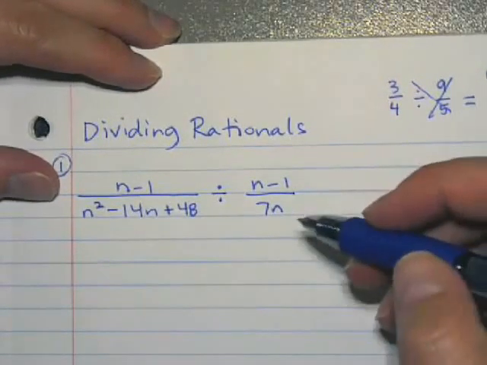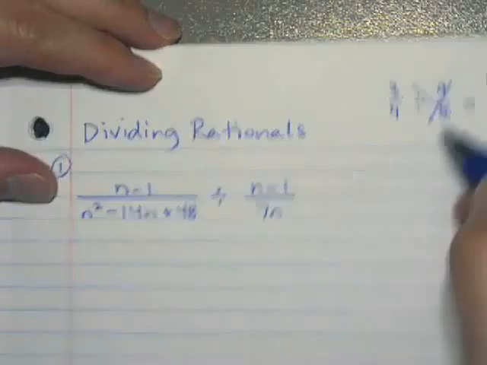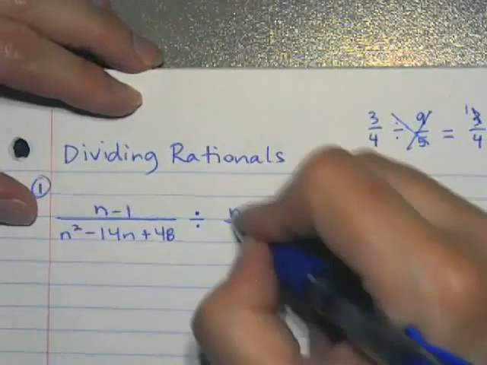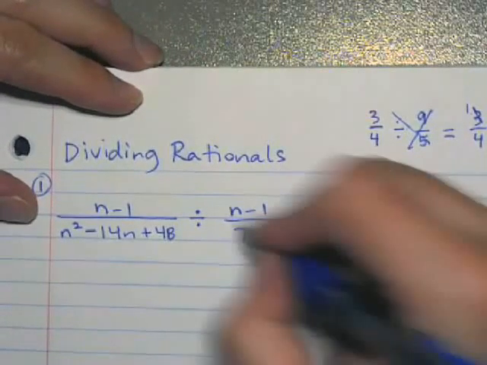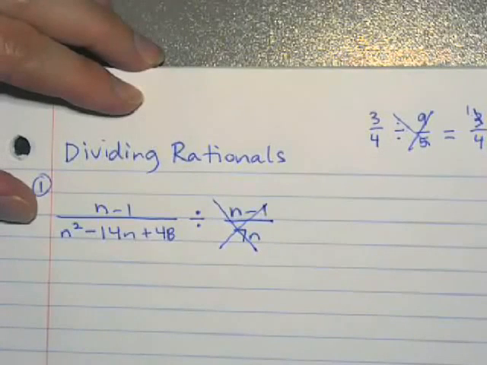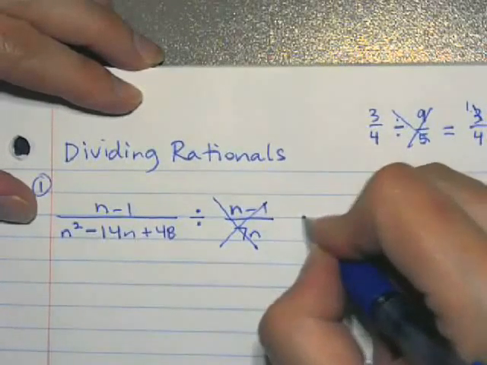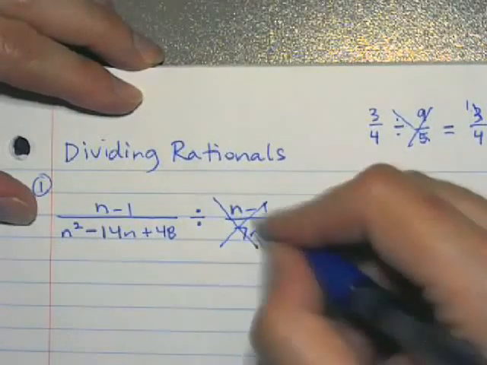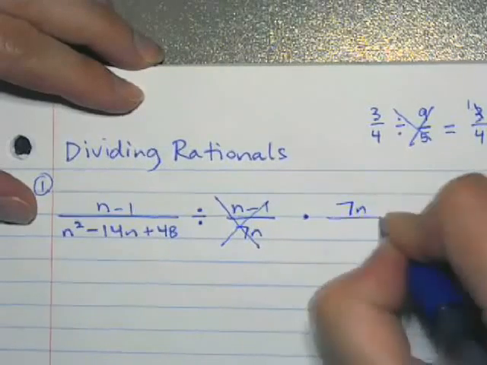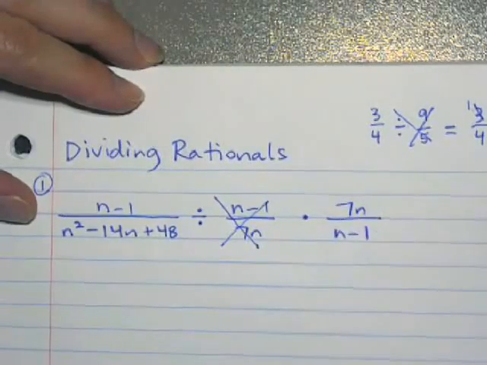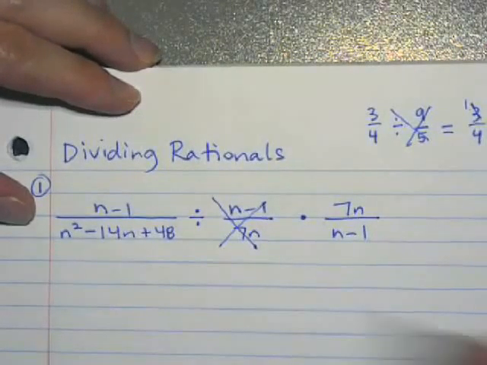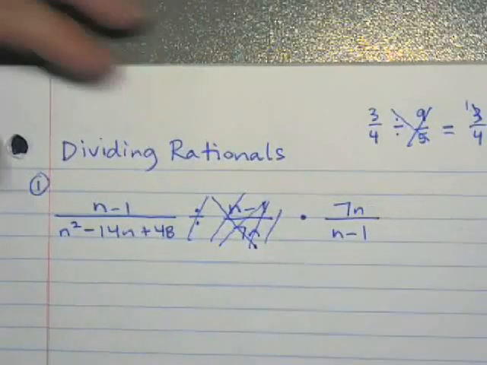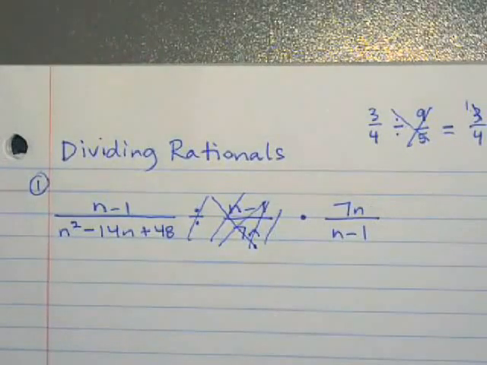Okay, so what we need to do, just like what we talked about up here, is we're going to cross out this second part. Now, don't cross it out where you can't even see it. We're going to cross this out, and we're going to rewrite it because we're going to turn this into a multiplication problem where this is flipped over. So now 7n is on top, n minus 1 is on the bottom. Okay, so now we're ignoring this stuff altogether, and we're going to use this new reciprocal to do our multiplication.